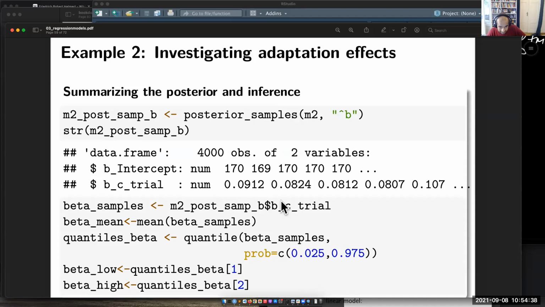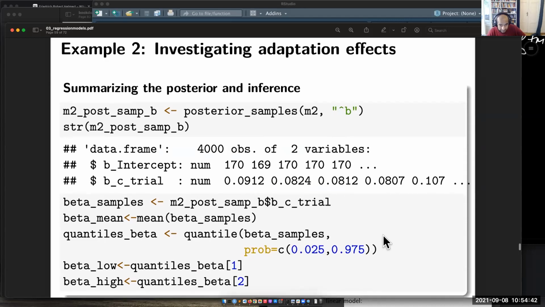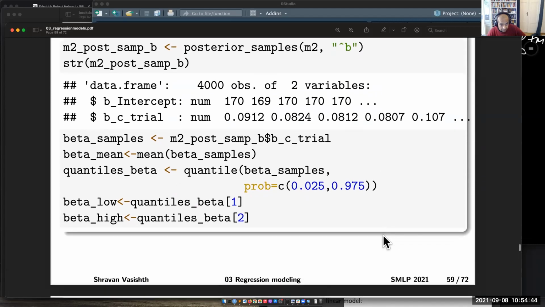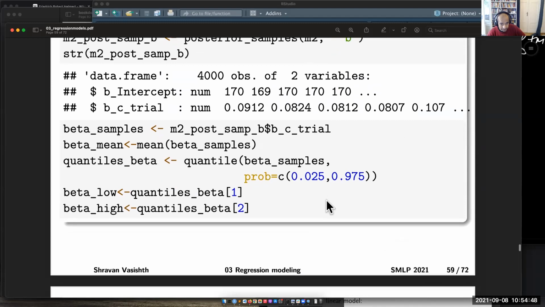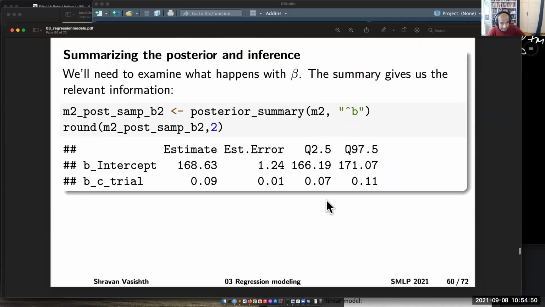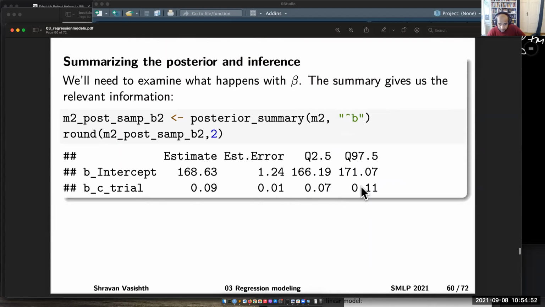Look at this, 0.09 with a 95% credible interval, right? This tells me everything that I need to know. So I could extract this information, the 95% credible interval, from the posterior or beta samples. And here, look, this is my summary for the paper. I would not report the standard error here. You can ignore this. This is something irrelevant for us. The estimate and the credible intervals are the important thing. Okay.